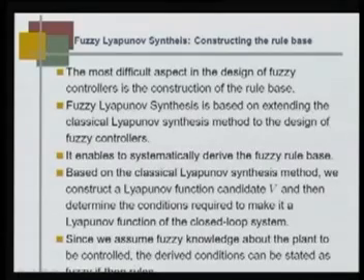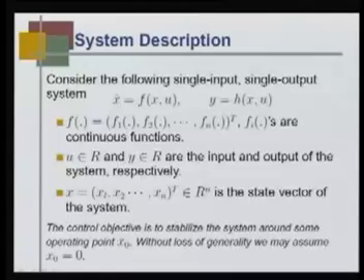Based on the classical Lyapunov synthesis method, we construct a Lyapunov function candidate V and then determine the conditions required to make it a Lyapunov function of the closed loop system. Since we assume fuzzy knowledge about the plant to be controlled, the derived conditions can be stated as fuzzy if-then rules. So, now let us go to the system description.